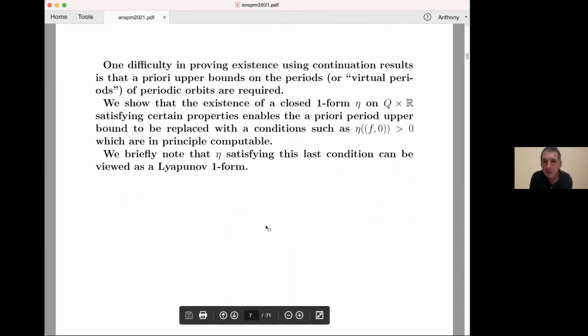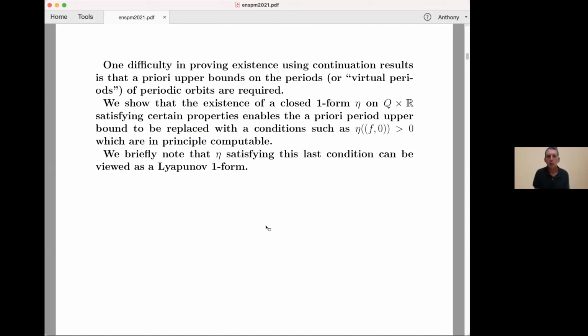So one of the difficulties, in fact, in proving these continuation results is that, in the literature that I just mentioned, you need a previous existence of upper bounds on the periods of the periodic orbits, or sometimes what are called virtual periods, which means basically recurrence after n trajectories through the transverse surface describing the Poincare map. And that's something that you can't really find exactly.